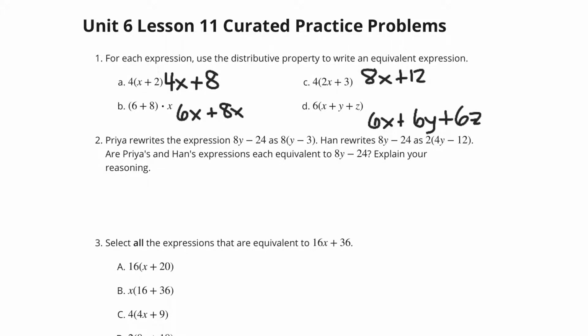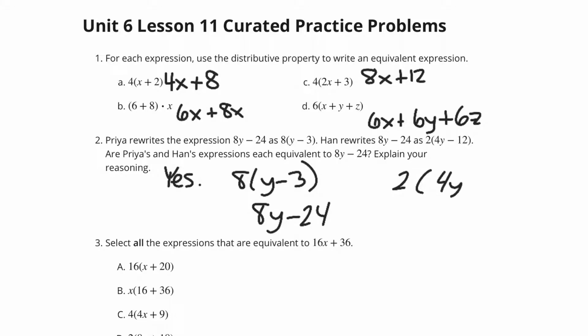Now, Priya rewrites the expression 8y minus 24 as 8 times y minus 3. Han rewrites 8y minus 24 as 2 times 4y minus 12. Are Priya's and Han's expressions equivalent to 8y minus 24? Explain your reasoning. Just to be a spoiler here, it's going to be yes. If you look at 8 times y minus 3 and distribute that back out, you get 8y minus 24. Same thing here. 2 times 4y minus 12, if you distribute that back out, you do get 8y minus 24. So yes, they are equivalent.